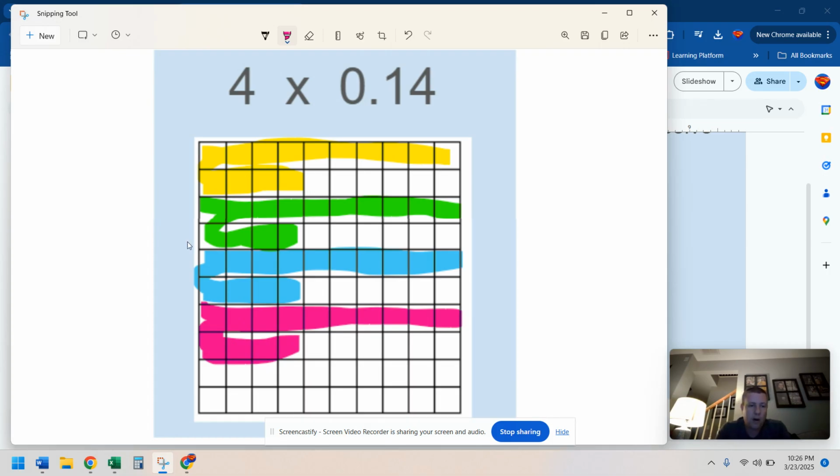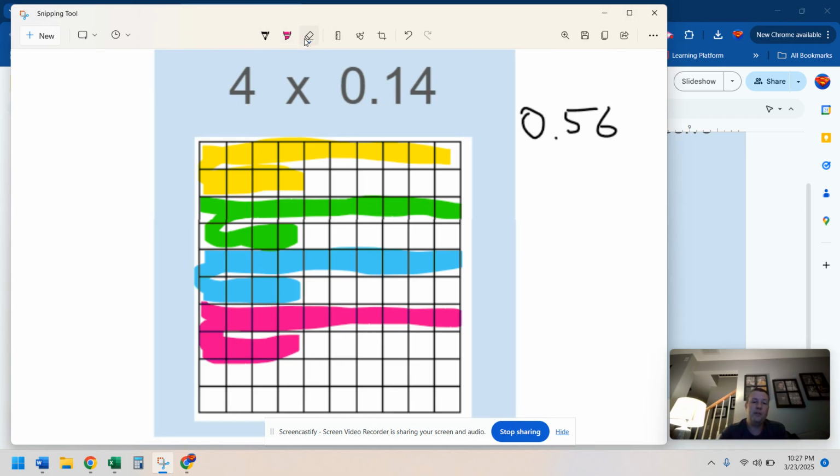So I have 4, 8, 12, 16. There were 16 little boxes that were by themselves. And then adding on the tens, 16, I got 26, 36, 46, 56. So there are 56 of these boxes filled in. 56 hundredths makes literally 56 hundredths. That's how I'd write it. That's one way of doing it. That way is easy to draw, but it's harder to count.